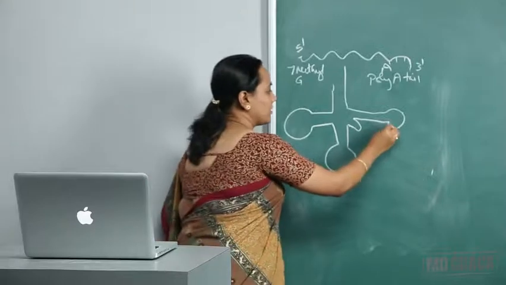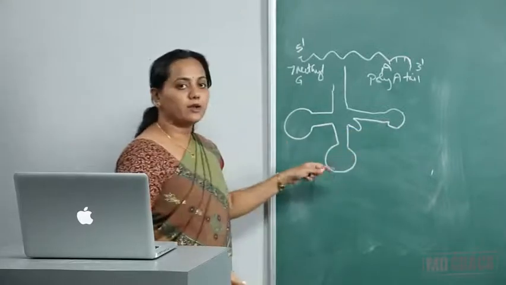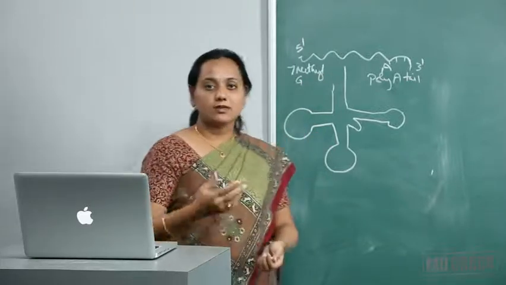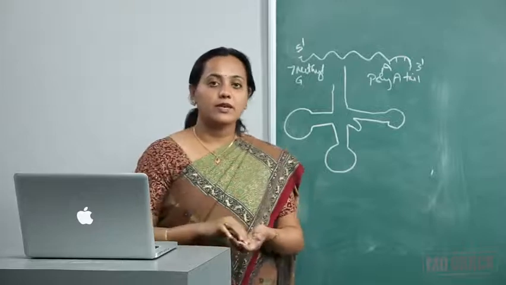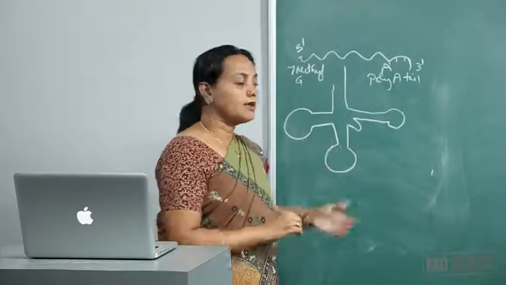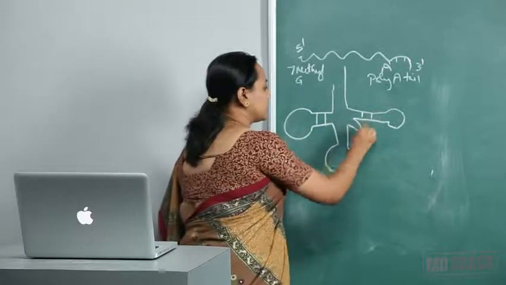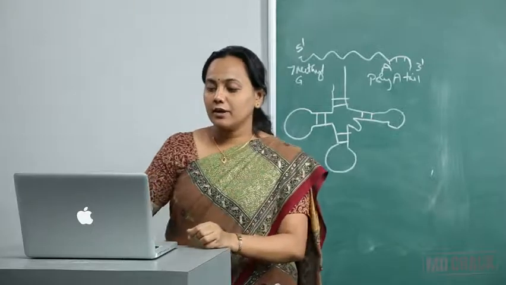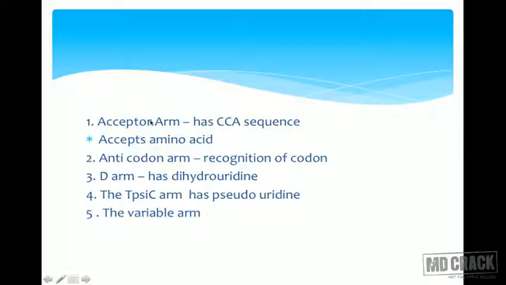Now the 4 arms: a variable arm, an anticodon arm, an amino acid accepting arm, a T psi C arm, and a dihydrouracil arm. I'll talk more about this when I'm talking about transcription. This is a tRNA molecule. I'll talk more about it as we go ahead. Given certain characteristics here: the acceptor arm, the anticodon arm, the D arm, the T psi C arm which has pseudouridine, and the variable arm. I'll talk about all these functions when I'm talking about transcription.